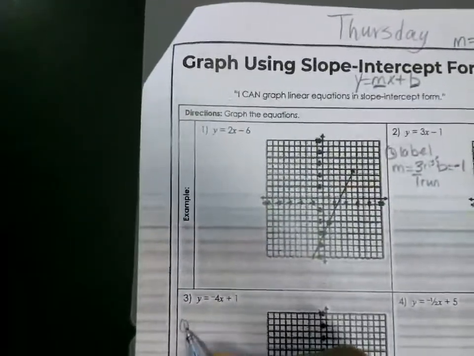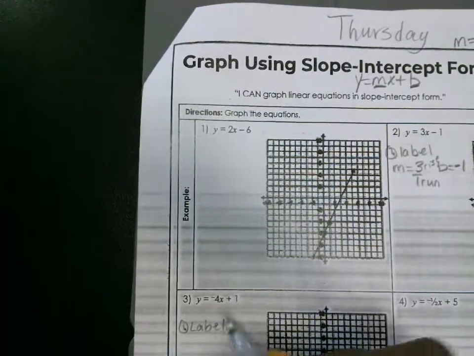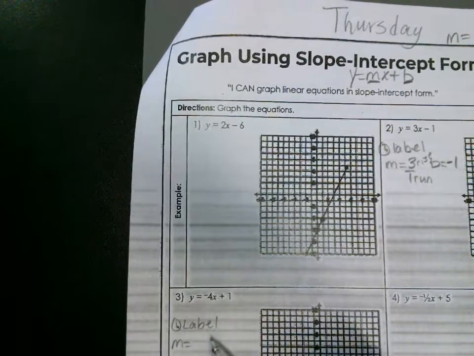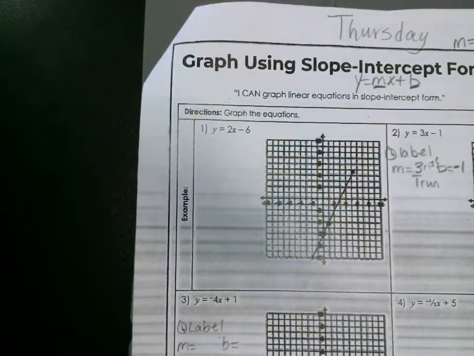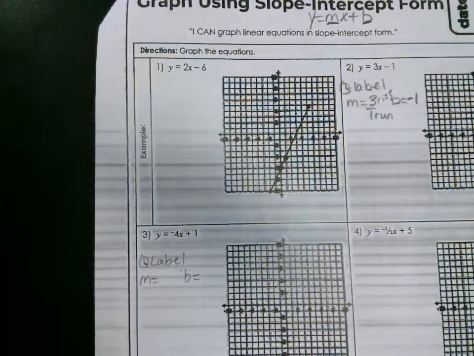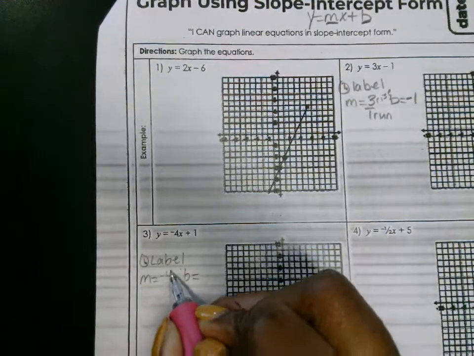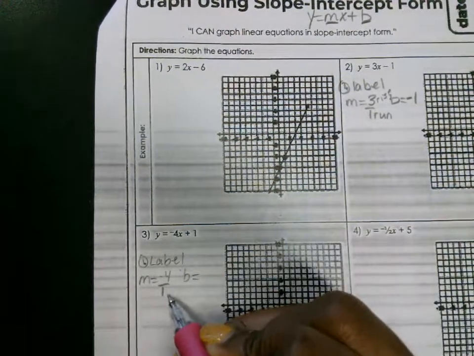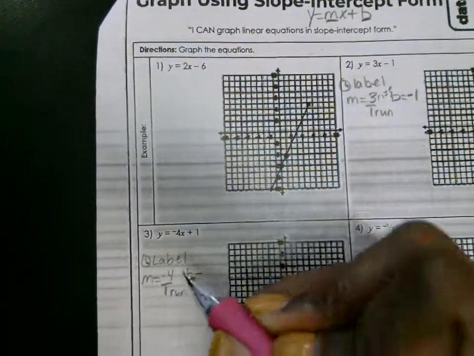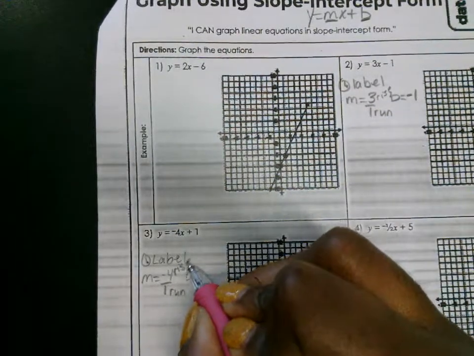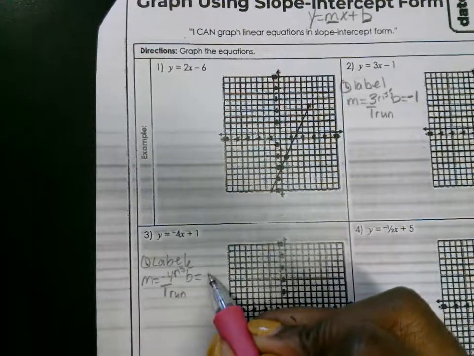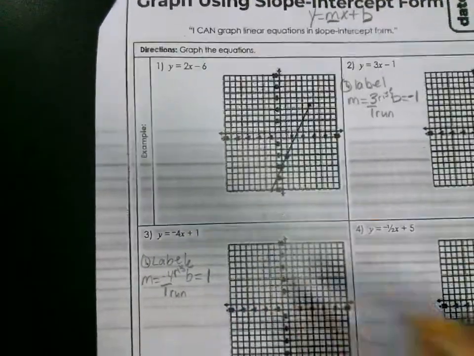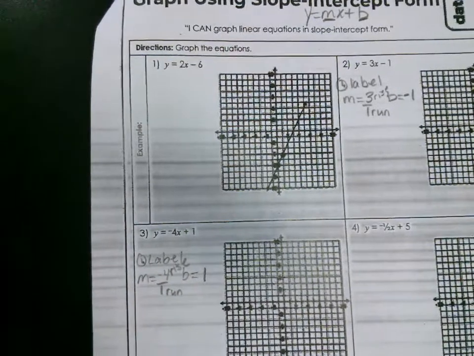All right. See if you can label number 3. I'm not finished, but I want to make sure that we understand labeling. Please label M and B in number 3. All right. What's my M in number 3? Negative 4. How do I write negative 4 as a fraction? What do I label my 1 as? Run. What do I label my negative 4 as? Rise. What's my B? Positive 1. Any questions about the first step, which is to label M and B?